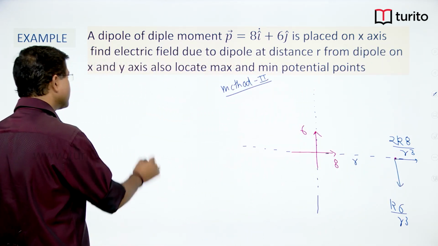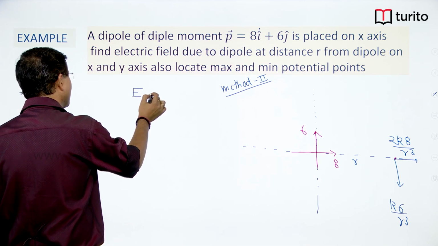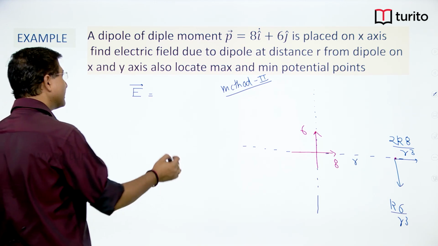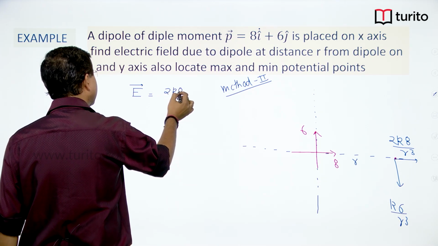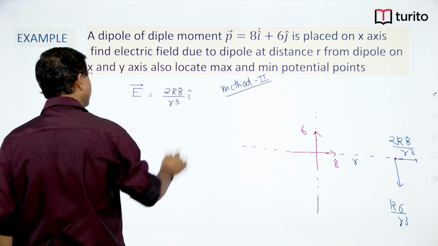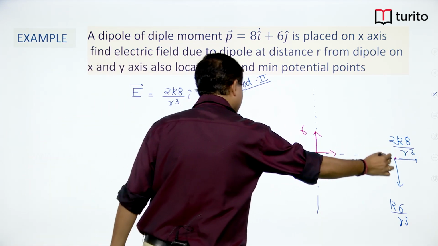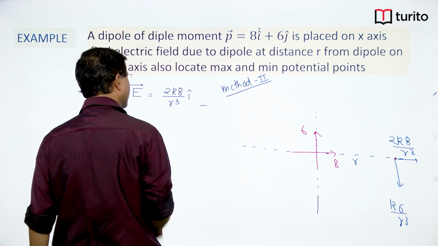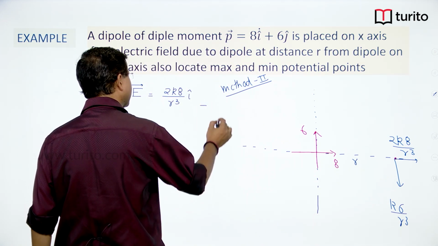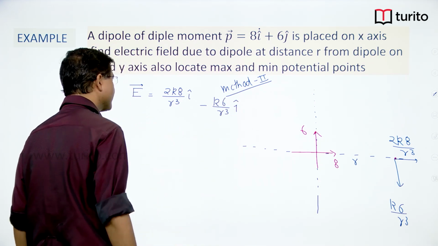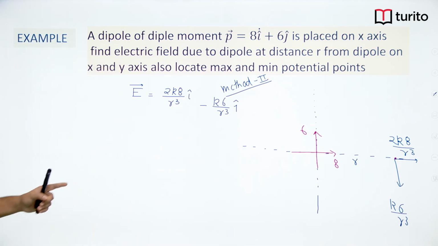So, if you ask what is the field at that particular point, then I can write 2k8 divided by r cube i cap, because this is along the x axis. As this is along the negative y direction, I can write k6 divided by r cube j cap. So, now we got the field in vector form.